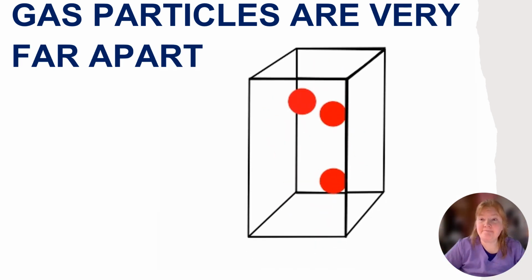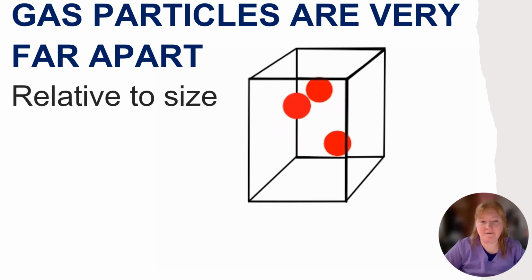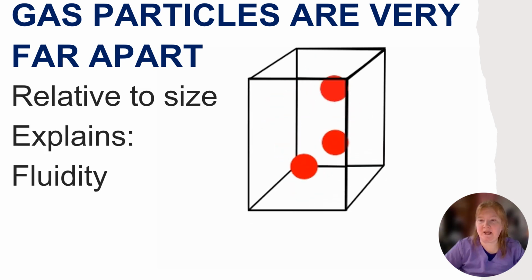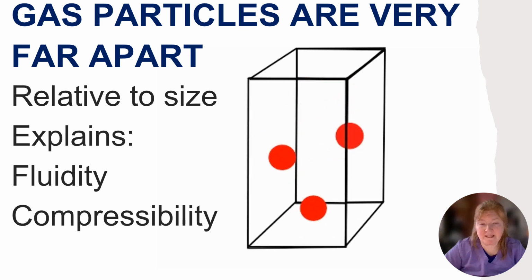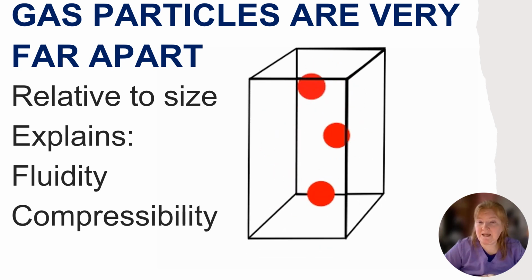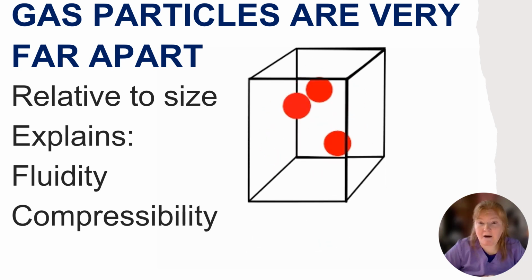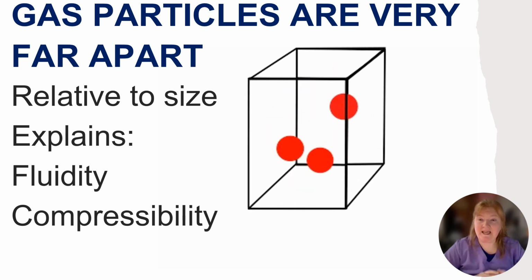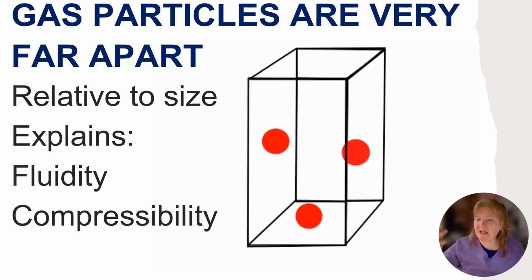Gas particles are very far apart relative to their size. So this explains fluidity and also compressibility. In fact, we say that the volume of the particles themselves is negligible. That's how far apart they are.